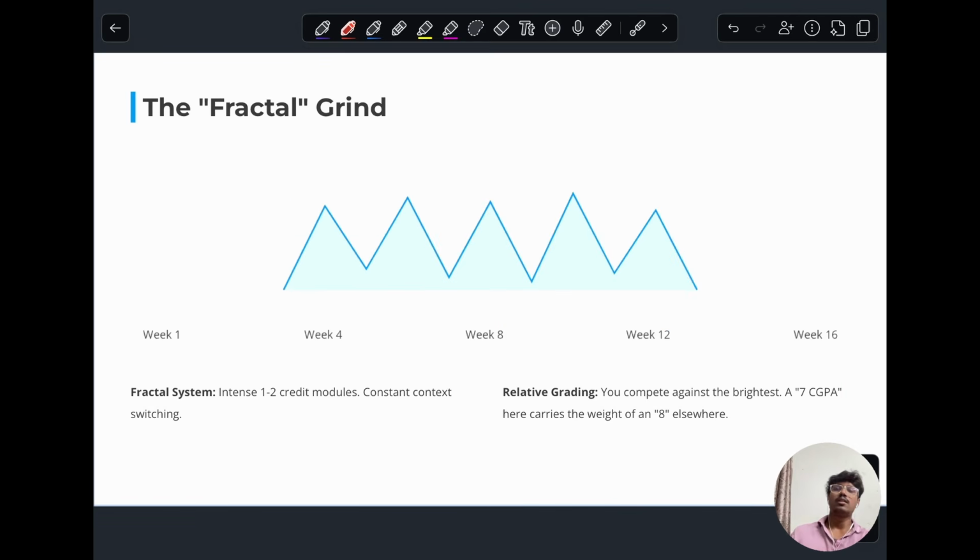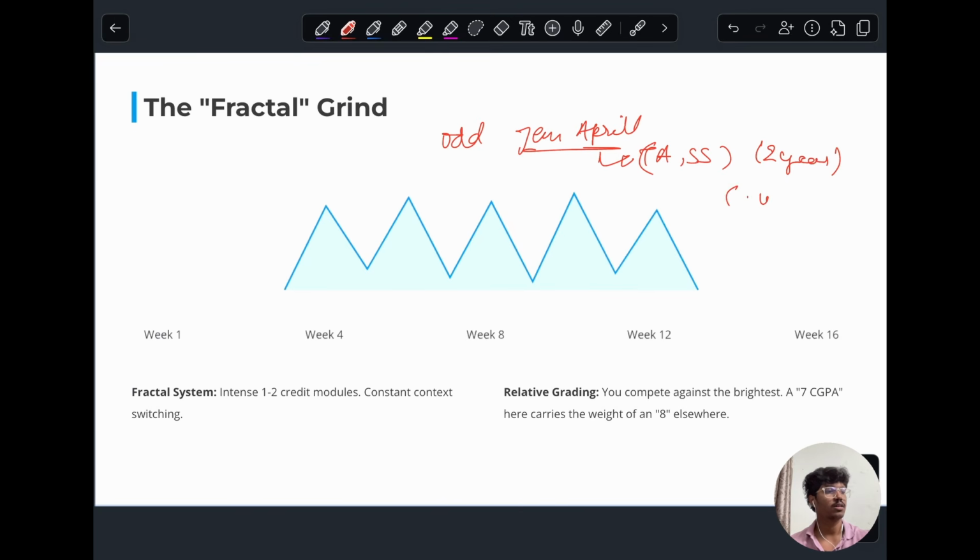Second thing is the grind. For this sem, the odd sem, which is happening from Jan to April, the TA and SS people have to do a good amount of work because they have to complete their degree within 2 years. That means you have to complete your coursework in 1 year. Correct. Coursework should be completed in 1 year, and the third sem you will be sitting on your placement, because you should not be doing any coursework in the third sem.